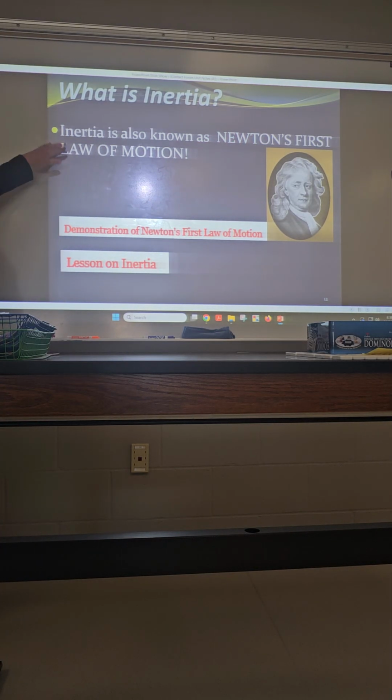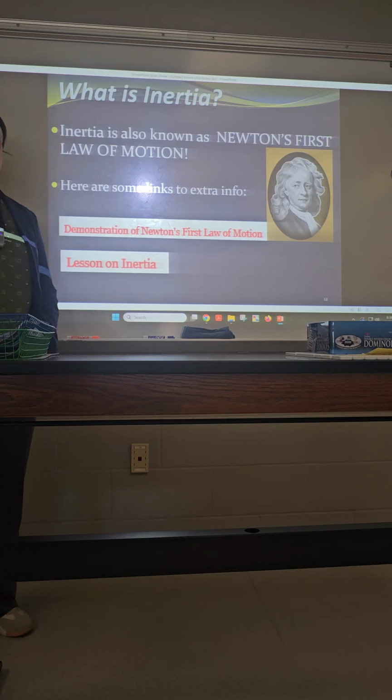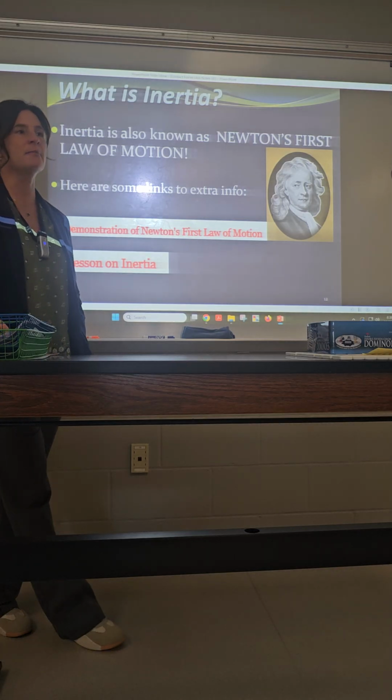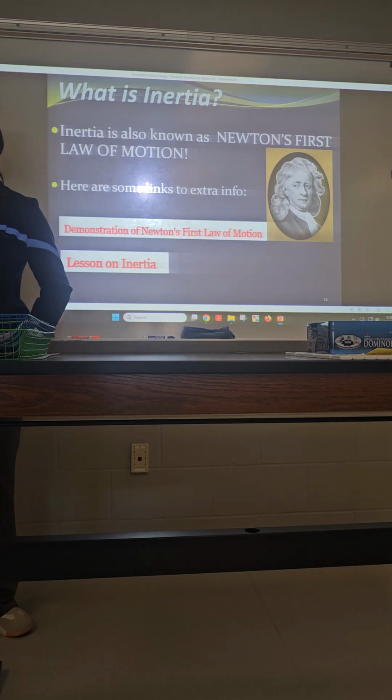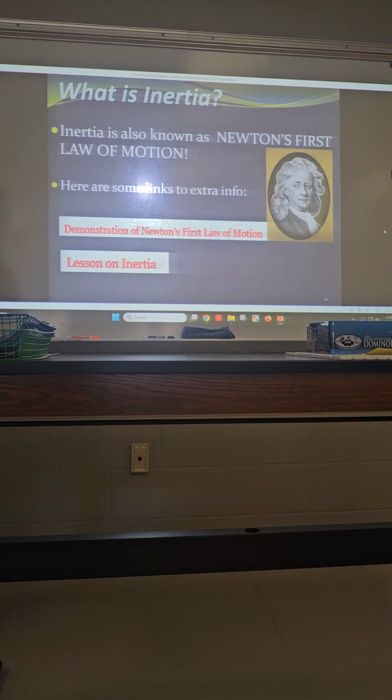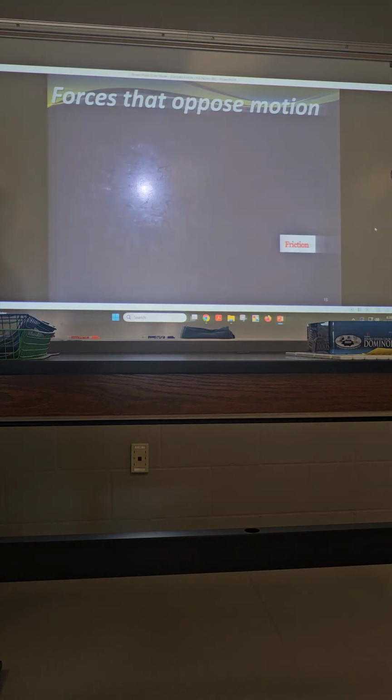Okay. This is also known as Newton's first law of motion. We'll watch a couple videos and demonstrations of this at the end. And I'm gonna put some extra links into Google Classroom where we're gonna get to practice some of this stuff. I don't have them in yet, but there'll be a whole post with a bunch of different games that will take you to different sites, and we'll look at some of those later on too.